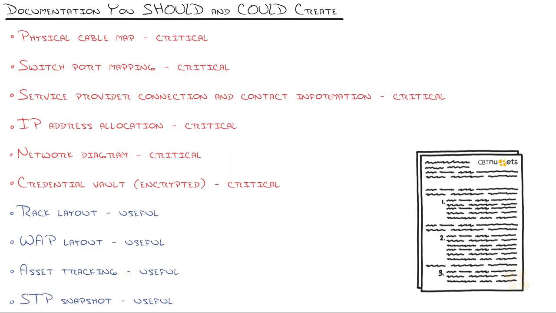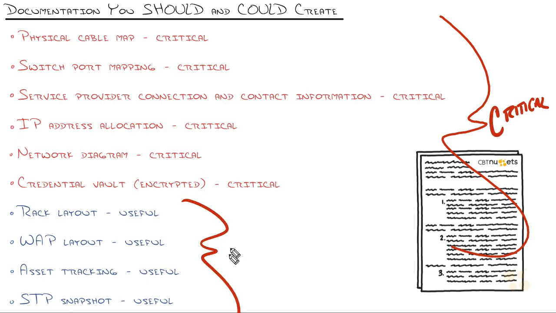Okay, so now we need to answer the question, what do you document? Because there's a lot of things that you can document. What are the most important? That's what you see here listed on the screen. I split them into two groups, one labeled critical and one labeled useful. The things that are critical are the things that save you a huge amount of time anytime there is a network issue to be had.